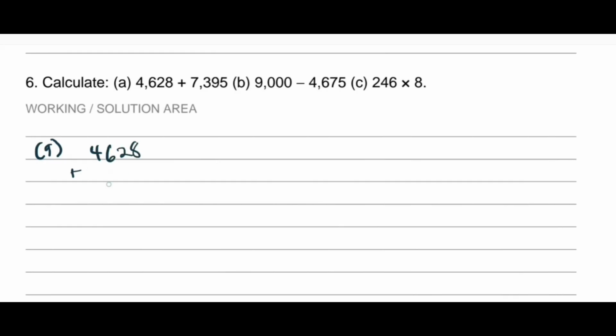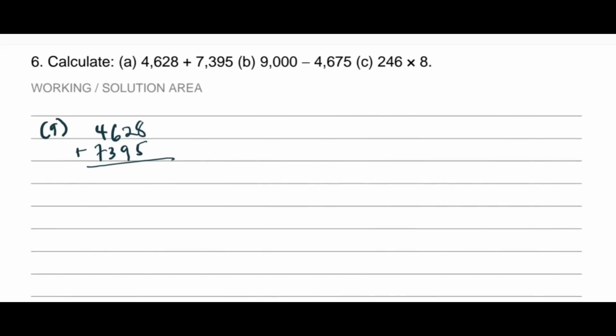4628 plus 7395. 8 plus 5 is what? 8 plus 5 is 13. So we bring the 3, then you carry 1 at the top here. You put 1 at the top in the tens column. Now, this 1 plus the 2 is what? 3. Then 3 plus 9 is what? 12. So 2, carry 1 here again. So 1 plus 6 is what? 7. 7 plus 3 is what?